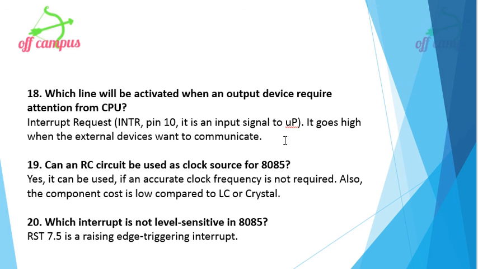Then question number 19. Can an RC circuit be used as a clock source for 8085? Usually an LC or crystal oscillator circuit is used as the clock source for 8085. At times, yes, an RC circuit can also be used if an accurate clock frequency is not required, because the component cost is low compared to LC or crystal.